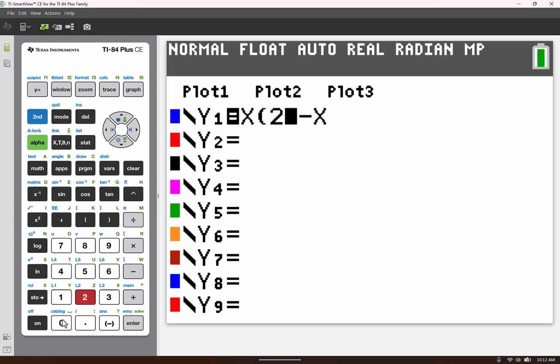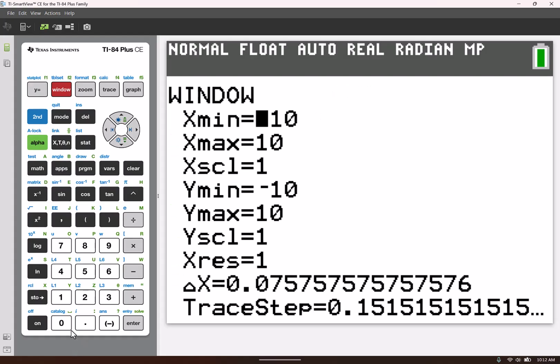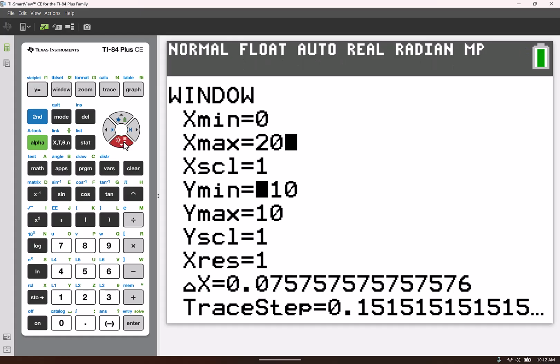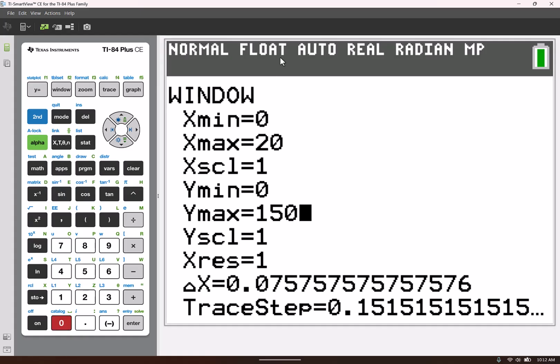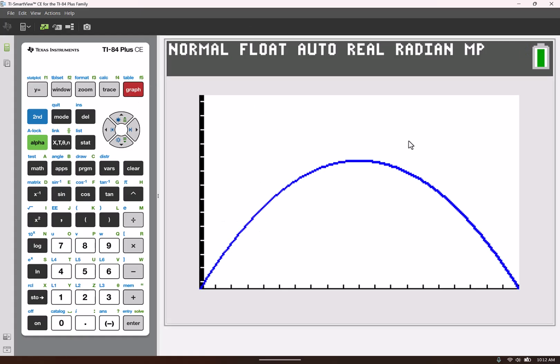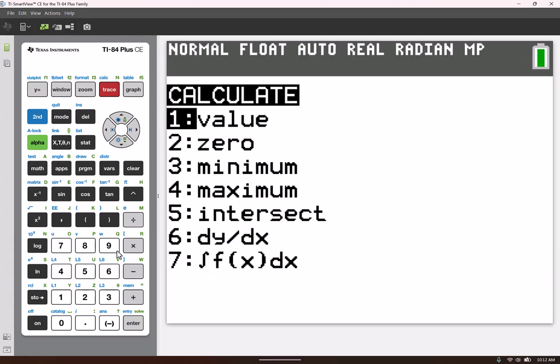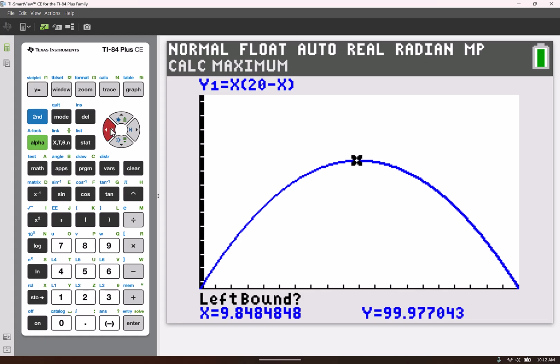X times y. And I already know the max is at 10, so I'm going to go 0 to 20. That's my sum. And what's 10 times 10? 100. So 0 to 150. I better have a peak at x equals 10. Here's my product, and check it out. There it is. Second, calculate, maximum, number 4. There's just that expression. X left bound, I want it to look between here and here. I'm just sending the calculator to do it for me.